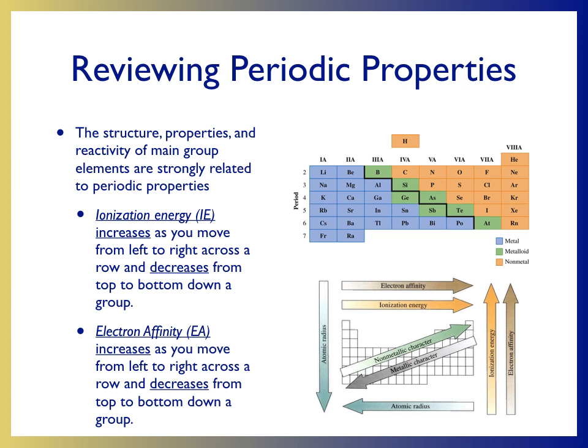The second periodic property is sort of the opposite of ionization energy. It's the electron affinity, which is related to the ability for an atom to gain electrons. Electron affinity also increases as you go from left to right across a row, and it decreases from top to bottom down a group. Electron affinity is a measure of an atom's ability to form anions by gaining electrons from other atoms. These two properties are more directly related to elements that form ionic compounds.